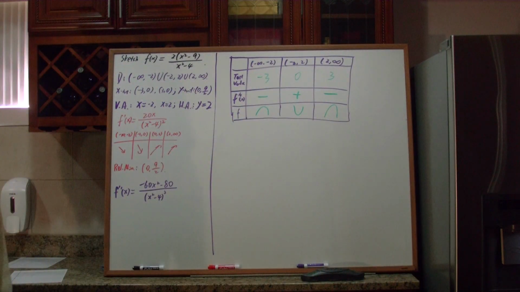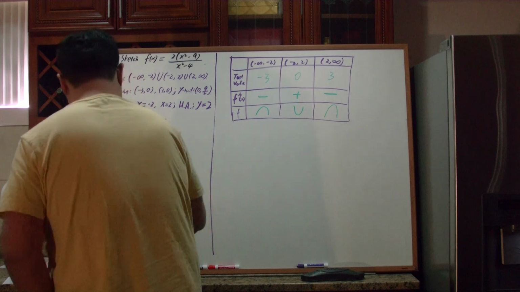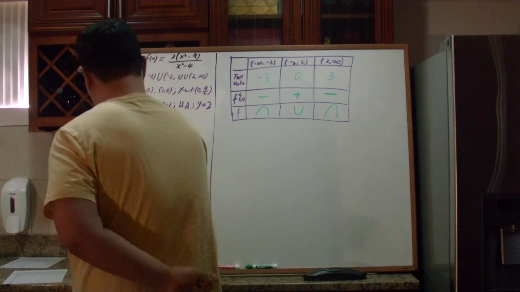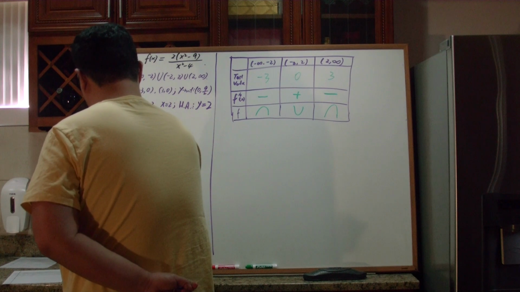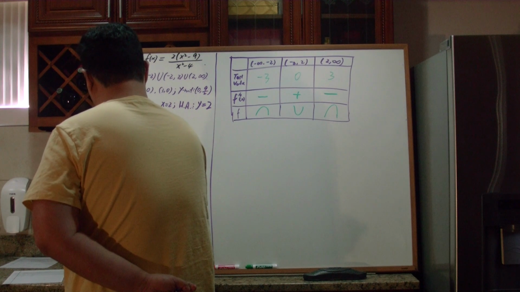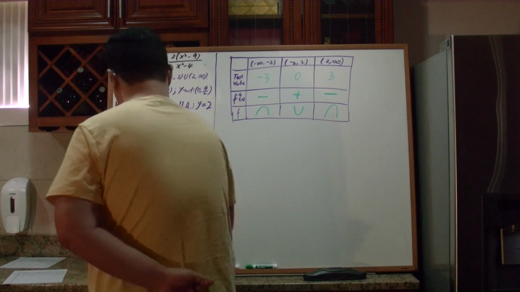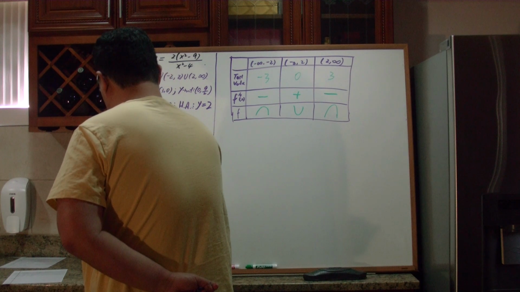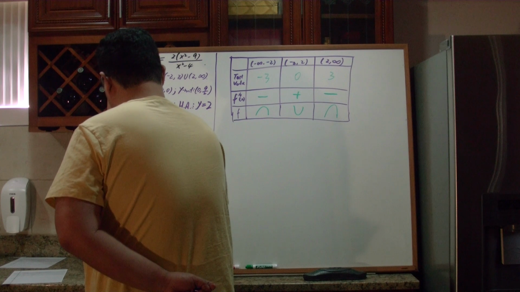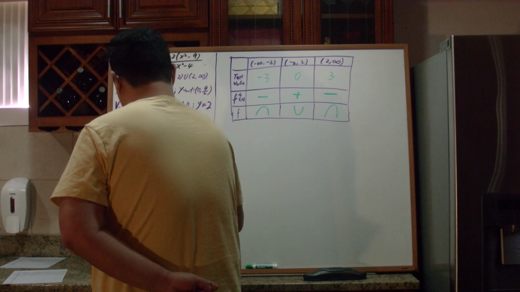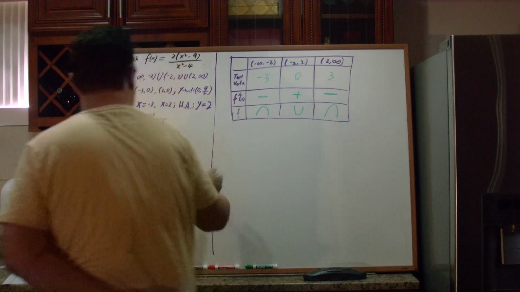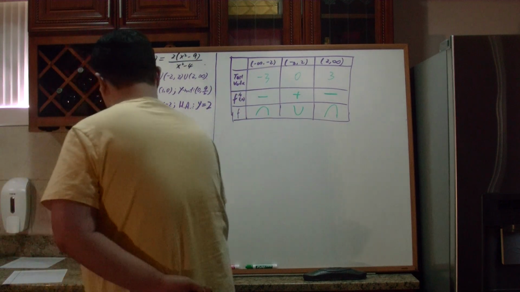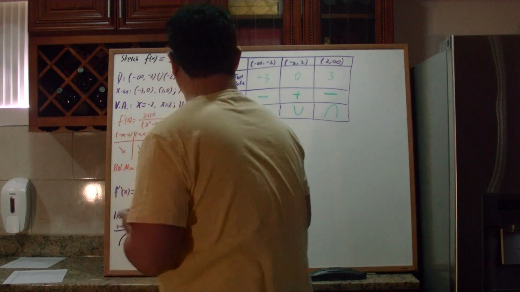Right, so we get a table, a short one. There's no point of inflection, and the table has intervals from negative infinity to negative 2, negative 2 to 2, and 2 to infinity, as we showed before: concave down, concave up, and concave down.